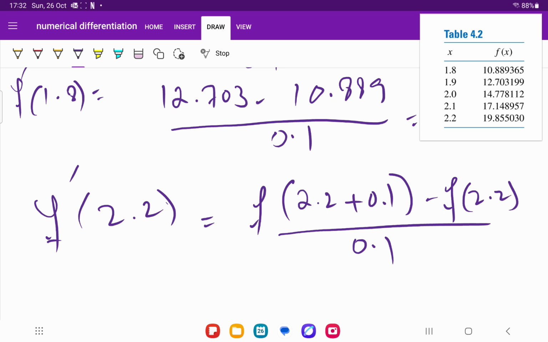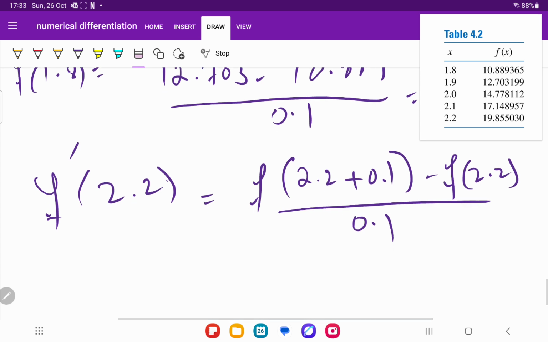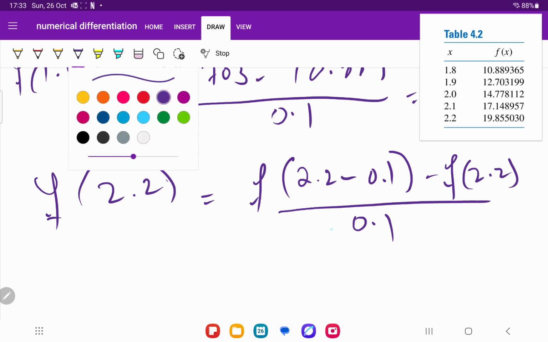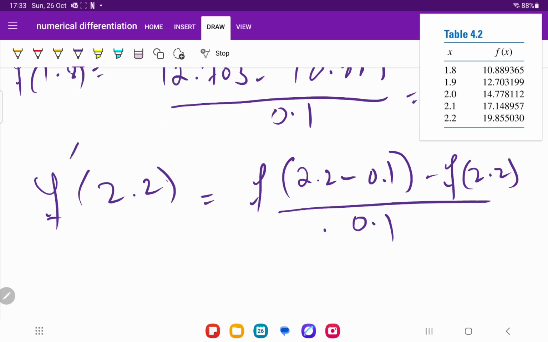So in this case we will apply the backward method. In backward, what we have to do is reverse the sign of h. Wherever you find the h, just reverse the sign of it. The sign is currently minus, so in backward I am reversing the sign. It is minus here, and it should also be minus here.